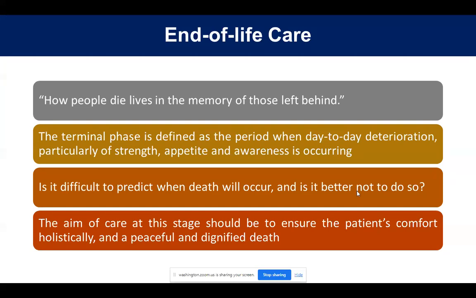The relatives will ask how long the patient has, like predicting the death. It could be debatable, but we can say that as the disease is advanced, the time is near. But we should not disclose it like that, so it's a debatable question. Our aim should be to ensure the patient's comfort holistically, peacefully, and a dignified death.